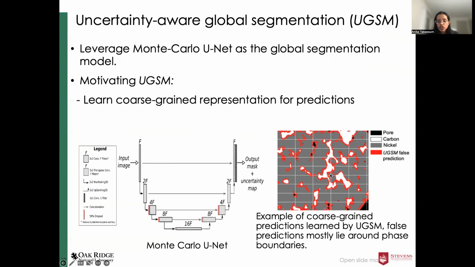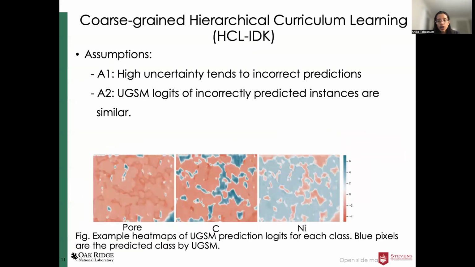So this eventually leads us to follow an assumption that the high uncertainty values by the global model tend to give more incorrect predictions. And this high uncertainty can be quantified as entropy values using the dropout. Now our first curriculum learning strategy, that is coarse-grained curriculum learning, HCL-IDK, is basically to leverage the coarse-grained model to partition the data sets.